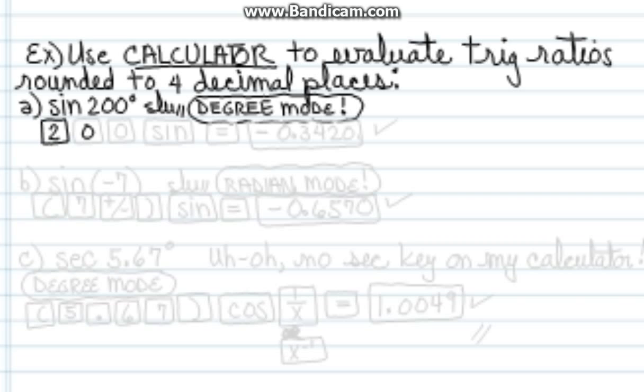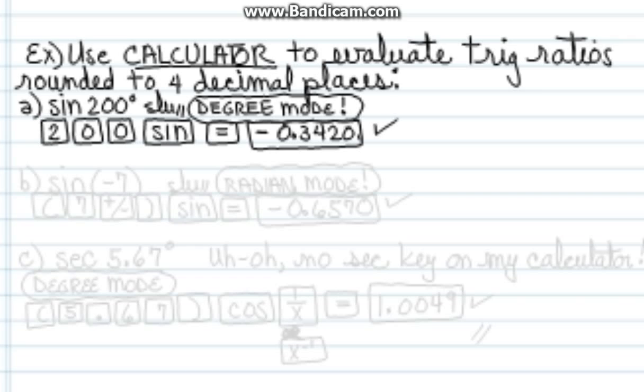And then you're going to punch in the following buttons. 2, 0, 0, punch the sine button, equal button, and your answer should be negative 0.3420 when you round it to 4 decimal places. Now, I want to warn you that not all calculators accept information in this order. Maybe you have the kind of calculator where you punch the sine button first and then you punch the 200 and then execute or equal. So you play with your calculator until it gives you this correct answer.